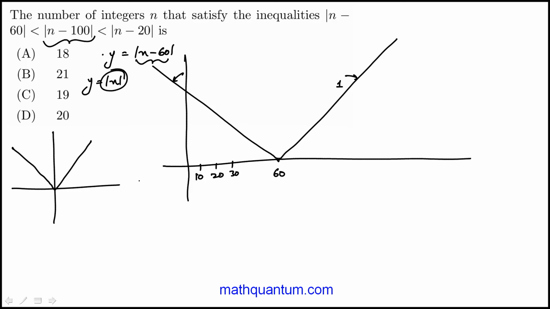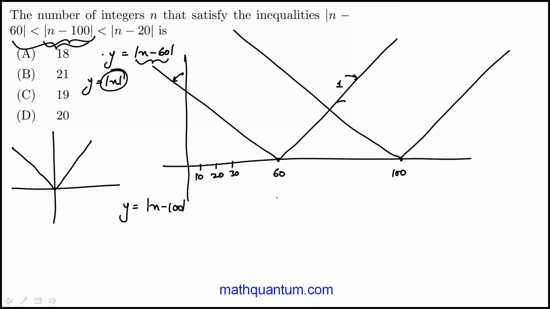And so next what I'm going to do is graph this. And here the arms will be parallel to that. The only difference is that the shift will be to 100 here. So it's going to look something like that. So if we just look at this portion, n minus 100, we're looking for the region where the value of that function is greater than n minus 60.